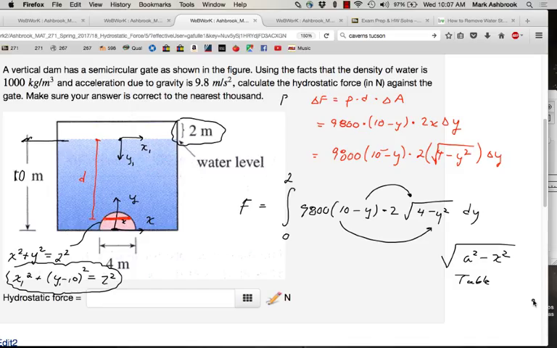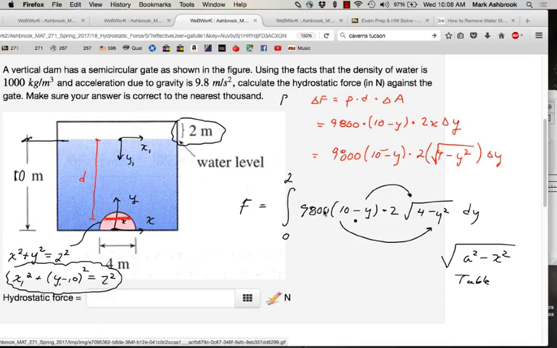Yes, ma'am. For the bounds, why do you not add the pressure, like the 10 meters of water on it? But the bounds are y values, right? Are you talking about the original setup here? Yeah. Okay, so the bounds are not pressure values, they're y values of these strips that we chose.